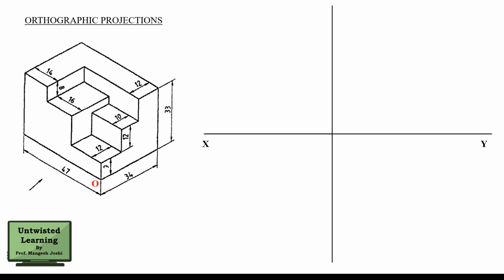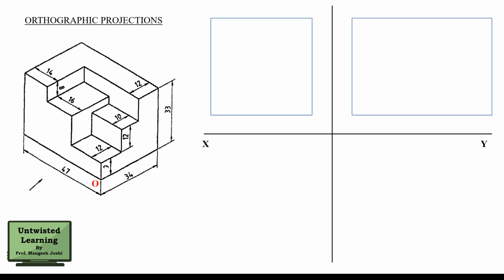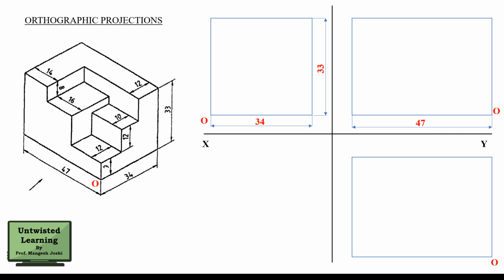So first of all we will give xy, then we will draw rectangles of the required size: total length, total width, total height. Then we will locate the position of O in all the views, front view, top view, side view. Now we will start with the O point and we'll start with the front view.